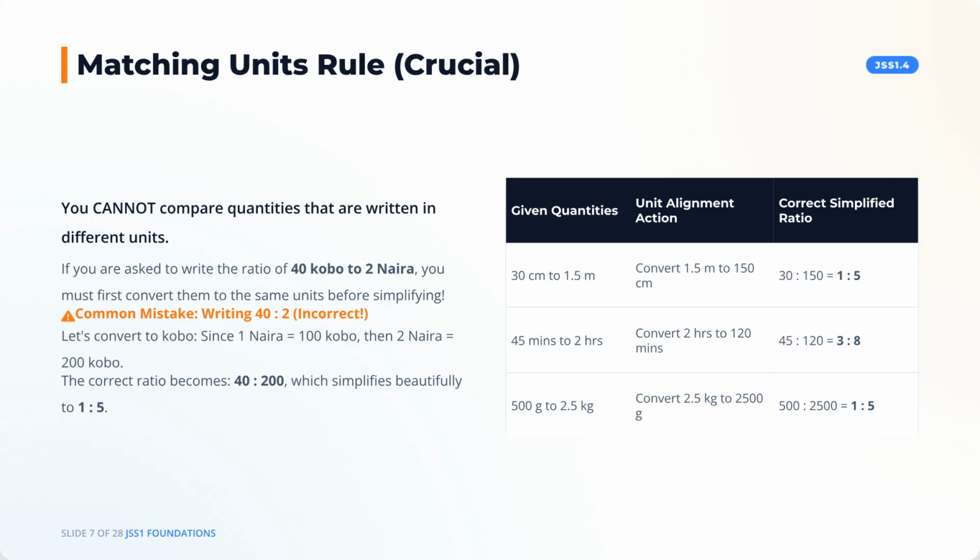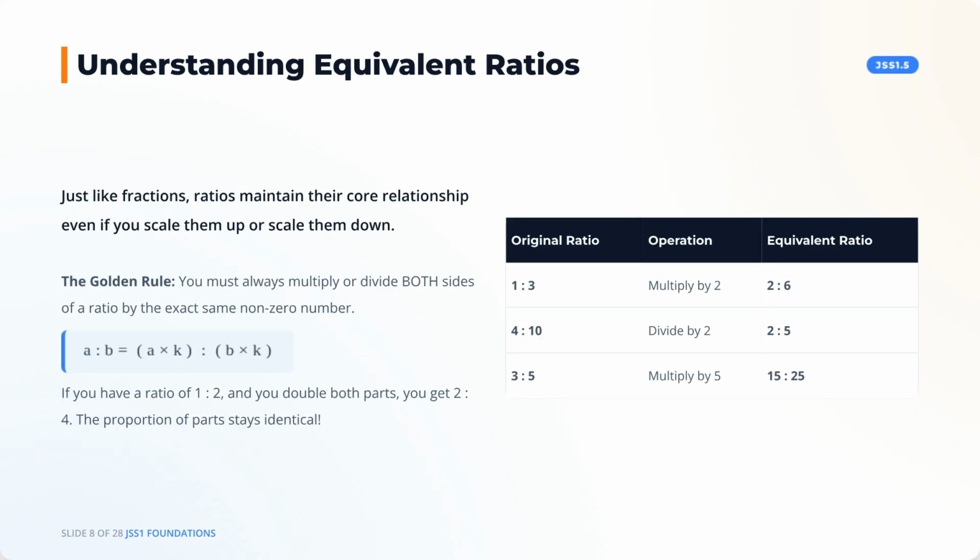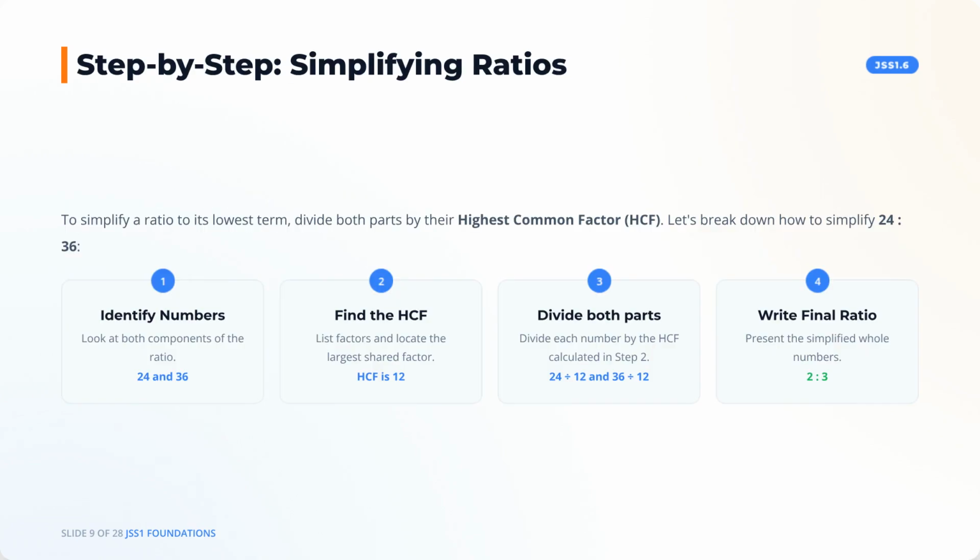Crucially, you cannot compare quantities in different units. You must always convert them to the same units before you start simplifying. To find equivalent ratios, follow the golden rule. Multiply or divide both sides of the ratio by the same non-zero number to maintain the core relationship. To simplify a ratio to its lowest term, identify the numbers, find their highest common factor, divide both parts by that factor, and present your final simplified result.